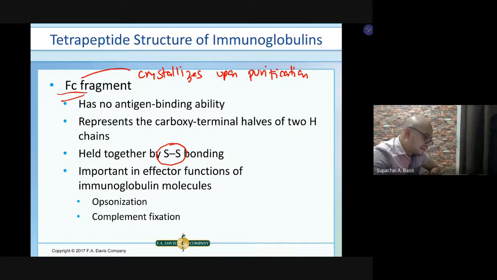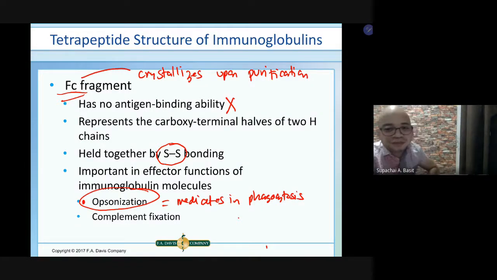So it cannot bind with antigen. Though it cannot bind with antigen, it is important in opsonization. So opsonization mediates phagocytosis.